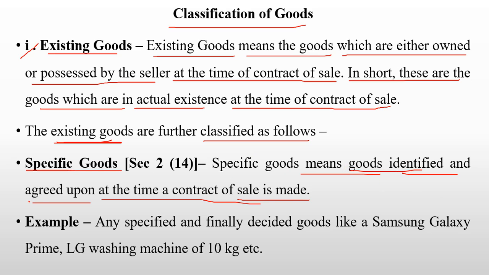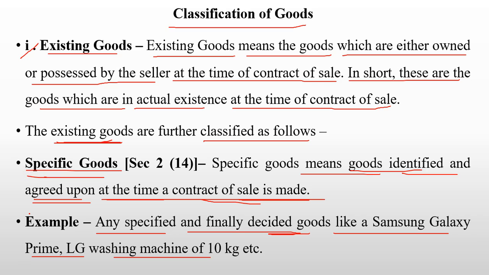Goods identified and agreed upon at the time of a contract of sale is made. So for example, any specified and finally decided goods like a Samsung Galaxy Prime, LG washing machine of 10 kgs, etc. So those are called as specific goods. Clear? I hope you have understood what is existing goods and types of existing goods.